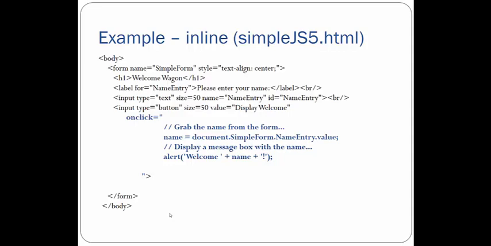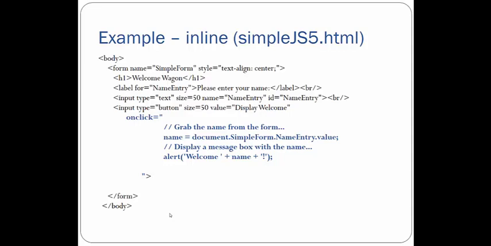Now the first line of code is meant to grab the name from the form. Once the user has entered a name in the name entry text box, he or she is going to hit the button. When that happens, the onClick code is triggered.